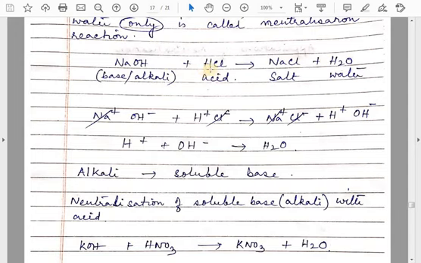This reacts with acid, it gives you salt and water. Now I have written it in ion form: Na plus OH minus plus H plus Cl minus. Then on the product side, Na plus Cl minus plus H plus OH minus. If I cancel the common ions, I'll get H plus OH minus to H2O.